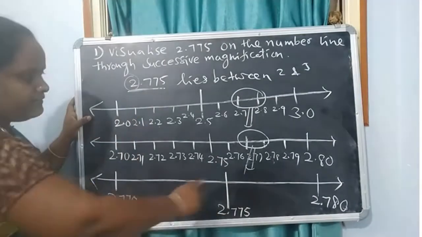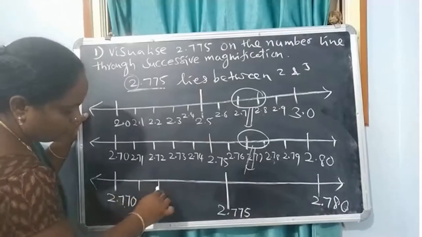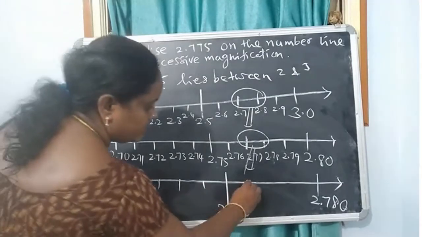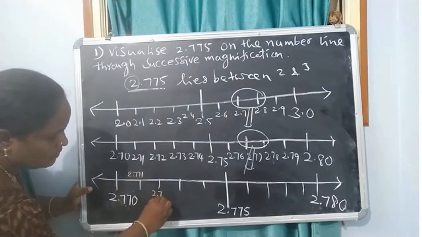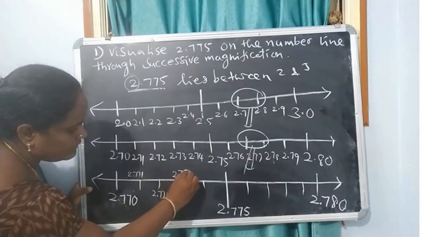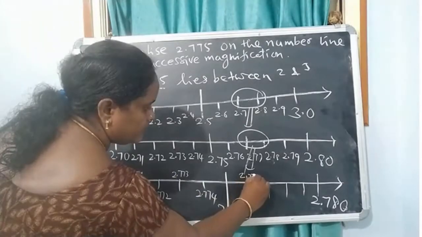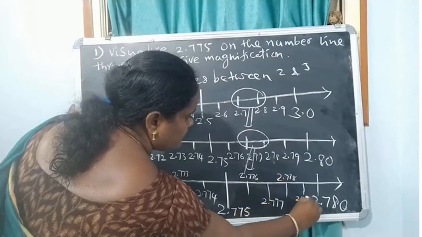Now let me divide the portion. This side 5 equal parts, the other side also 5 equal parts. So 1, 2, 3, 4, so 5 portions I got. The other side also. So this number is 2.771, this is 2.772, 2.773, 2.774, and this is 2.775, 2.776, 2.777, 2.778, 2.779.